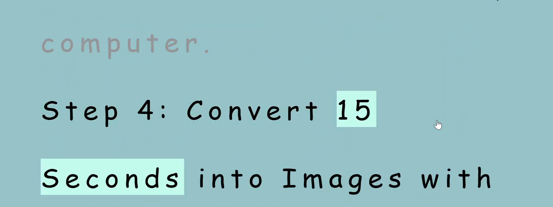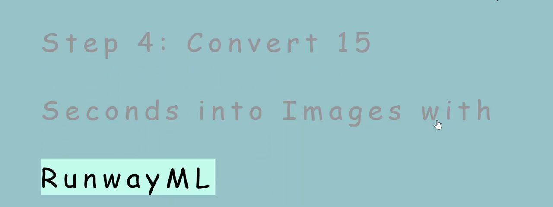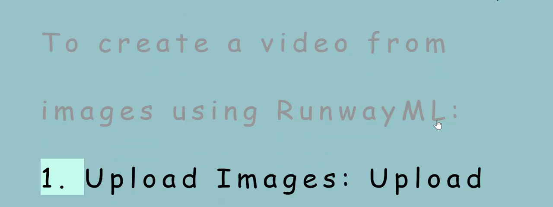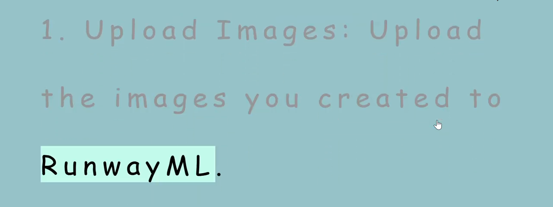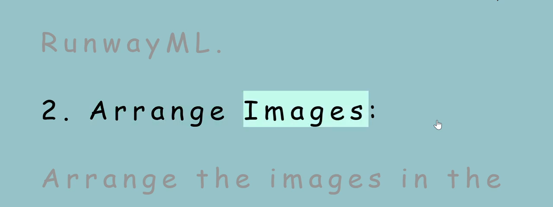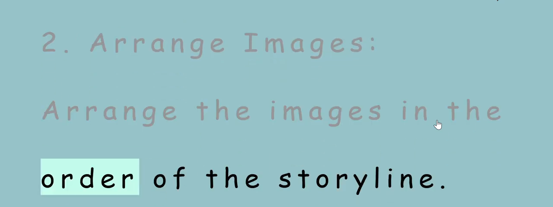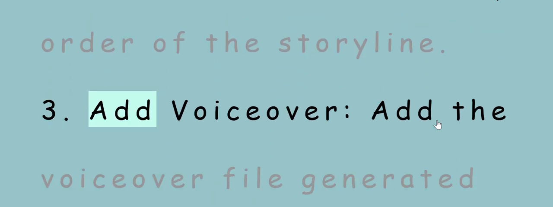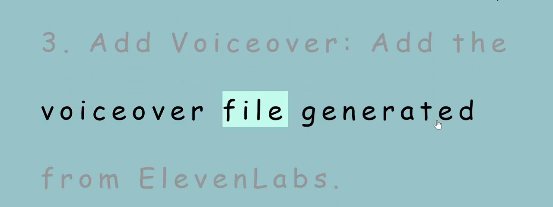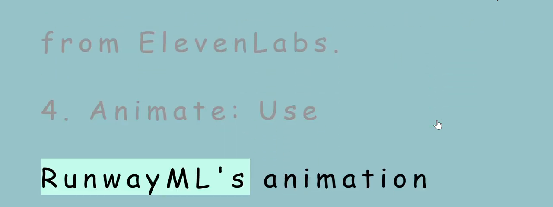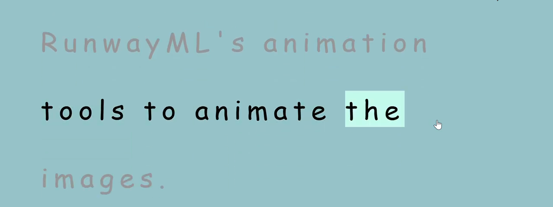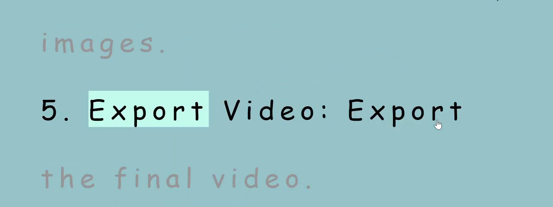Step 4. Convert images into a 15-second video with Runway ML. To create a video from images using Runway ML: 1. Upload images. Upload the images you created to Runway ML. 2. Arrange images. Arrange the images in the order of the storyline. 3. Add voiceover. Add the voiceover file generated from 11 Labs. 4. Animate. Use Runway ML's animation tools to animate the images. 5. Export video. Export the final video.